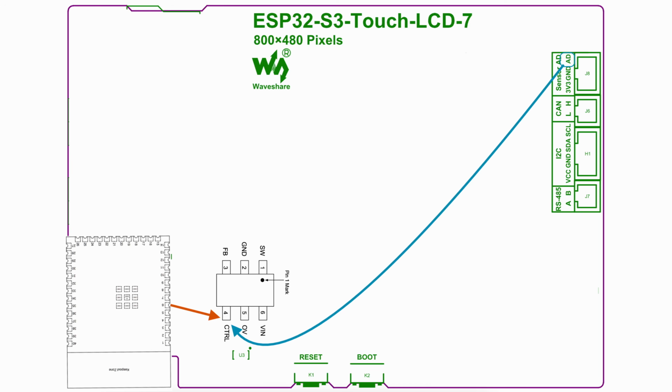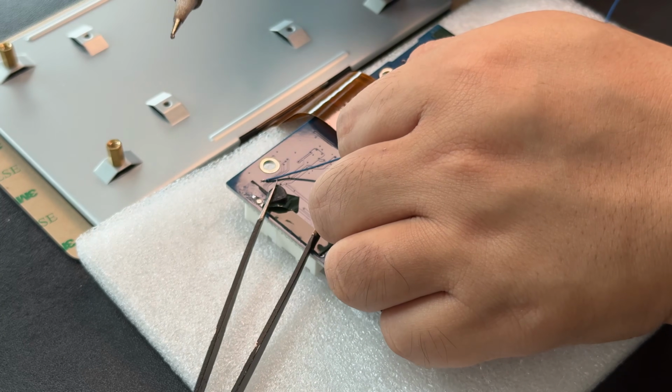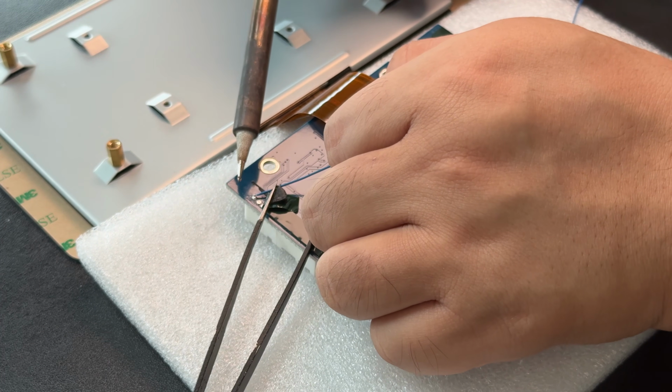Here is a diagram illustrating the two soldering methods. Alright, let's go ahead and solder from the AD pin to the control pin on the AP3032 chip.